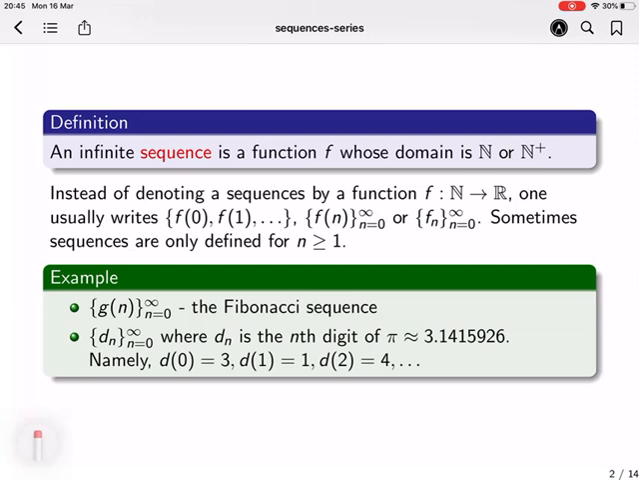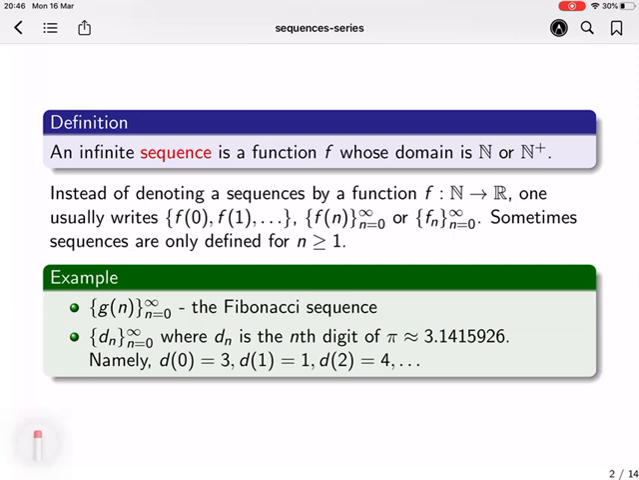Now, very often, instead of denoting sequences by a function f whose domain is N, and in this example I wrote the real numbers, but the range doesn't have to be the real numbers, one usually writes either the set f of 0, f of 1, and so on, or the sequence f_n, where n goes from 0 to infinity, or simply f subscript n, where n goes from 0 to infinity. And sometimes, as I said before, the domain is N plus, and therefore the sequences are defined only for n greater than or equal to 1.